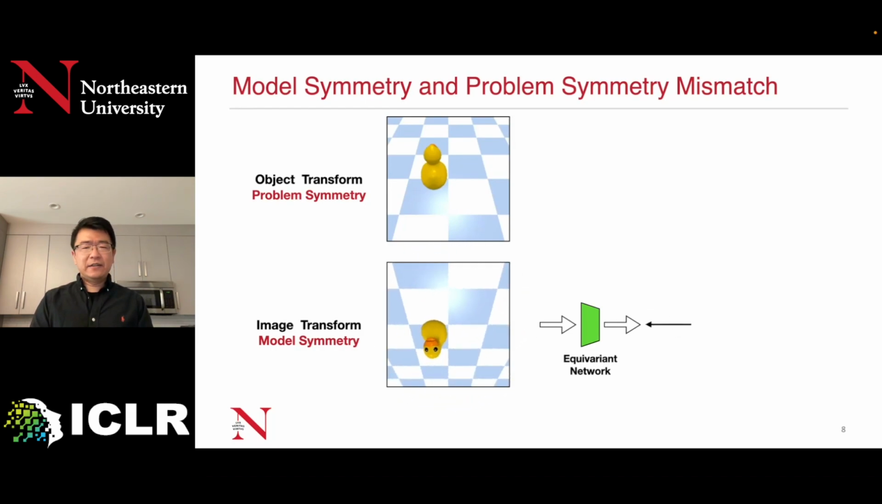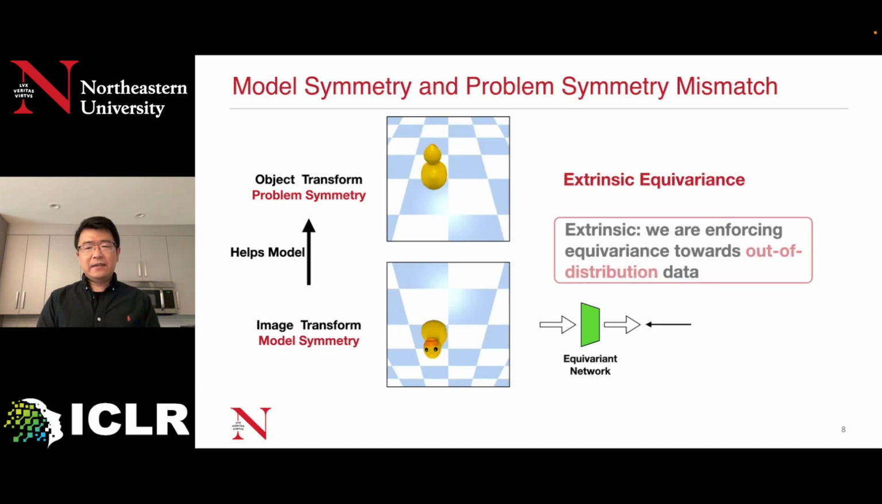In this work, we found out that modeling the image-wise symmetry is actually very helpful for the model to learn the object-wise symmetry. We call this extrinsic equivariance. It is extrinsic because the rotated image will never be seen during training or testing, and we are enforcing equivariance towards out-of-distribution data.